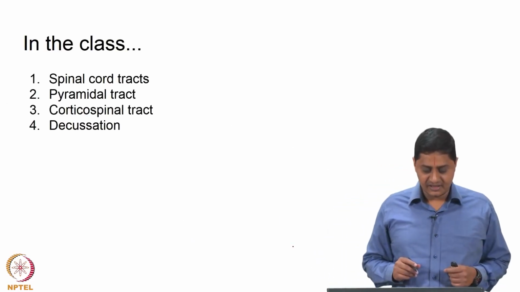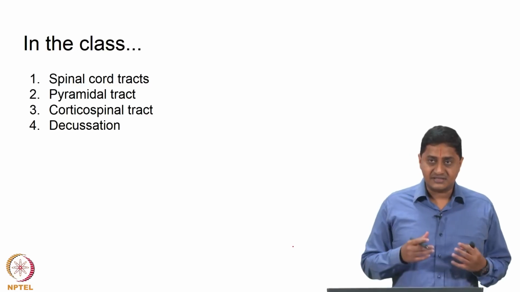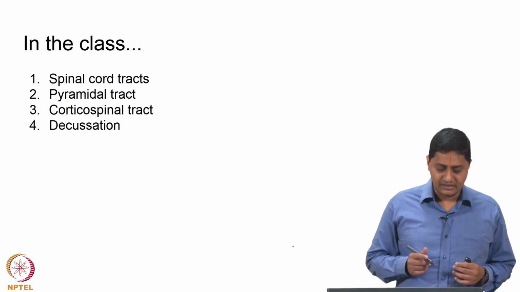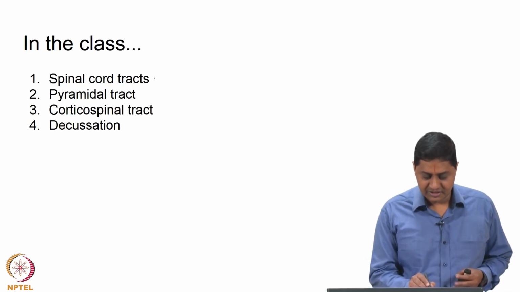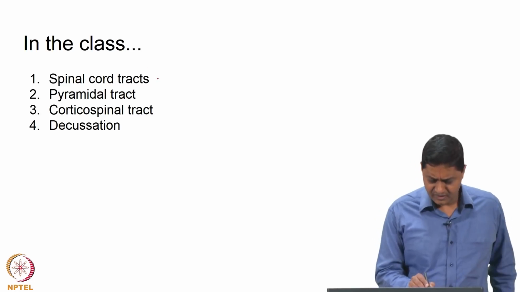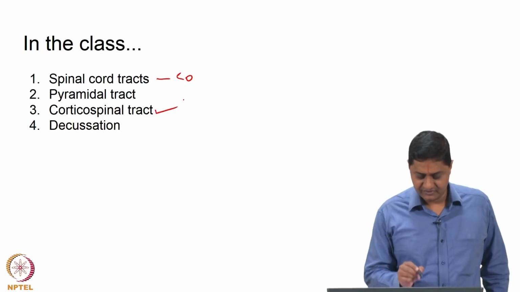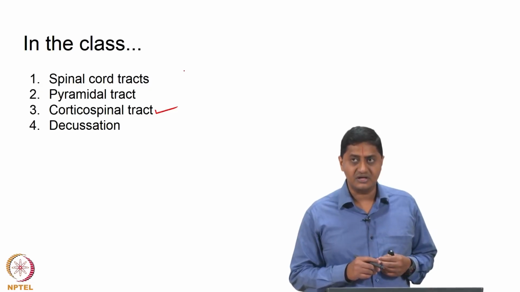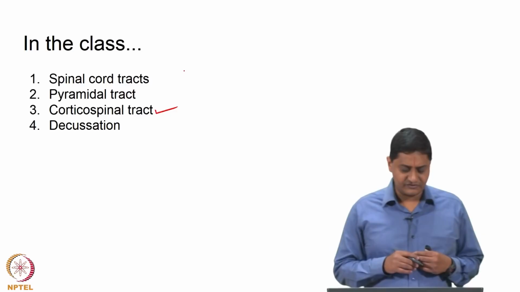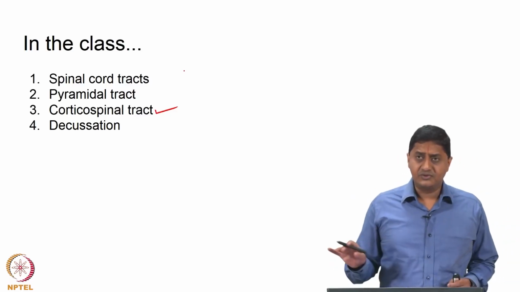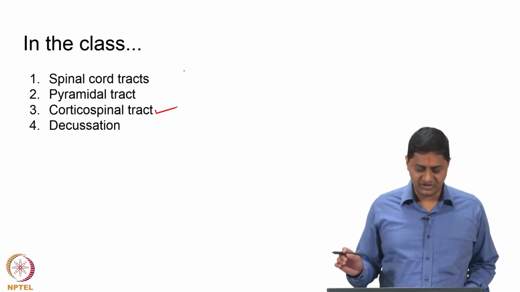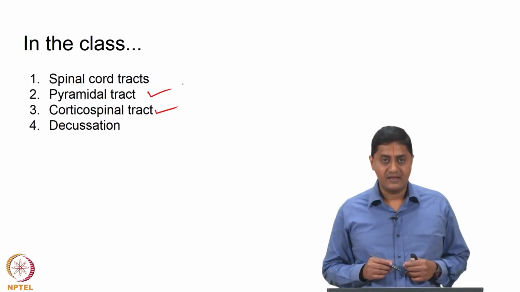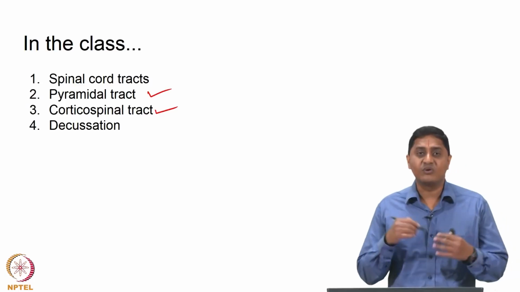So, in today's class, we will be talking about tracts that connect from the cortex to the spinal cord. This is called tracts to the spinal cord, but there are many. One of these is the corticospinal tract. There are tracts that originate in the cortex at layer 5 and proceed on to either the brainstem or to the spinal cord. This tract is called a pyramidal tract.